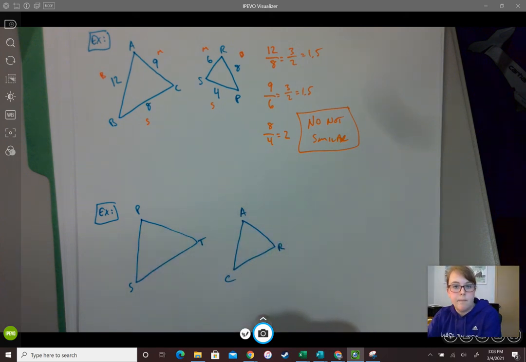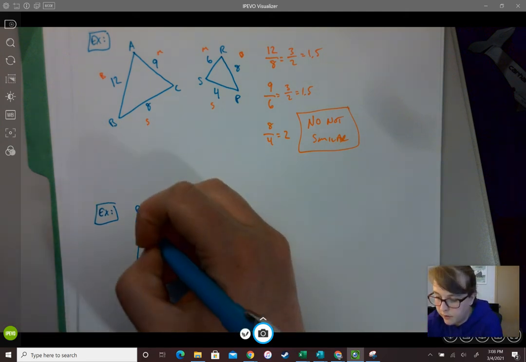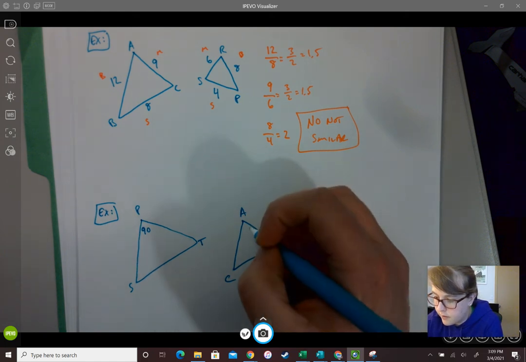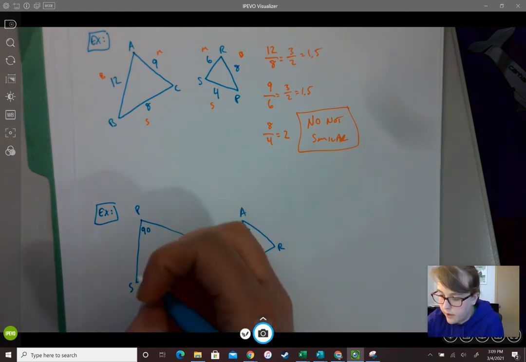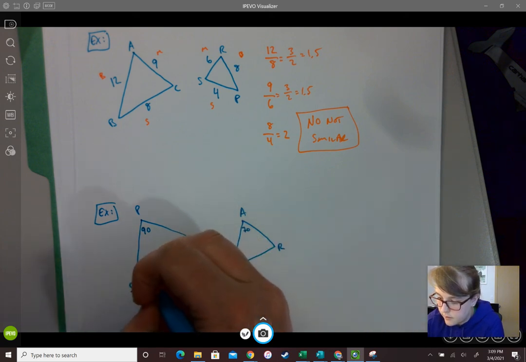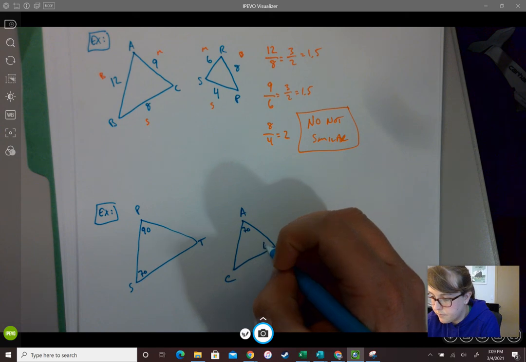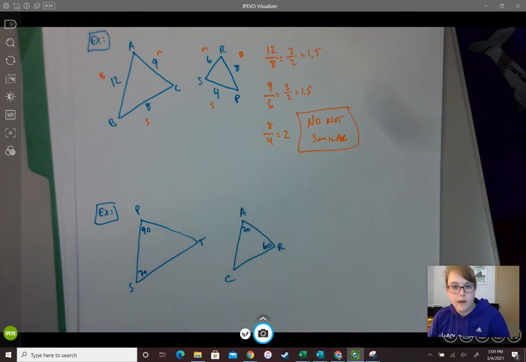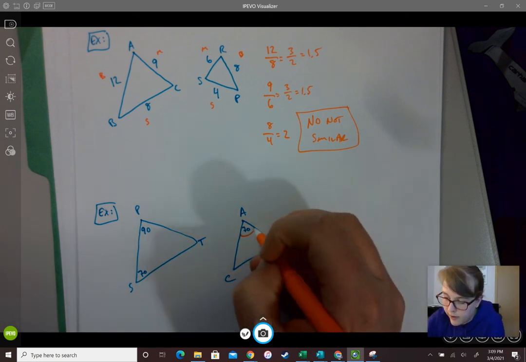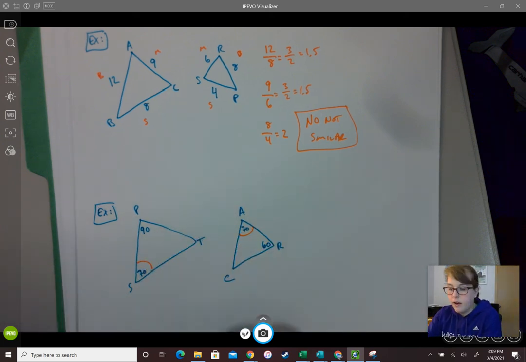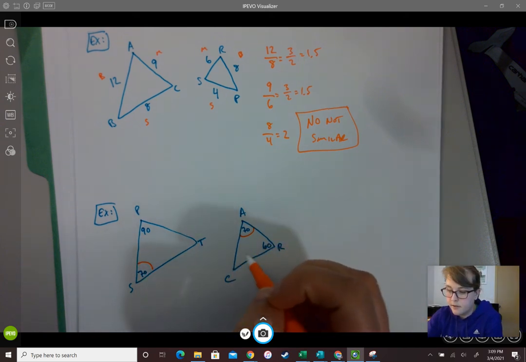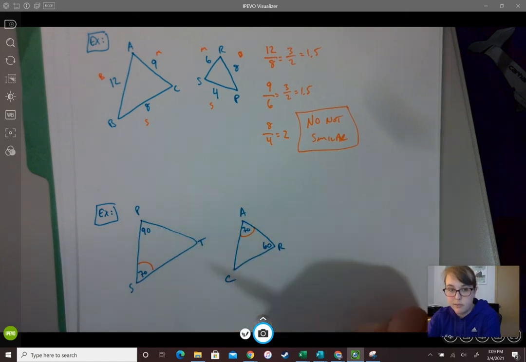RC. Okay. And on this one, this is 90. This one is 70. 70. And we'll say this one is 60. Okay, so for this one, we do have one pair of angles that matches. Now we need to figure out if the third angle here matches with the others. So if this angle C is 90 degrees, then we're good to go. Or if this angle T is 60 degrees, then we'd be good to go.